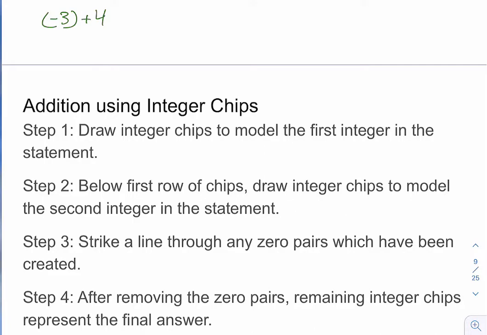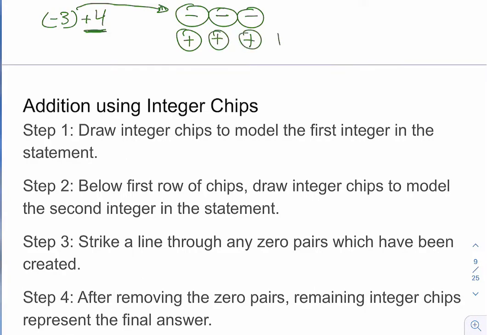Again, first step, I'm going to draw the first integer using chips. So I need 3 negative chips. That's our first integer. Now I need to add to it my second integer, 4 positive chips. On the second line I put the next integer: 1, 2, 3, 4. Now I've drawn both integers. Third, strike a line through any zero pairs which have been created. Remember, a zero pair is a positive chip and a negative chip. So I look here and I have a zero pair, so I'm going to strike a line through it.